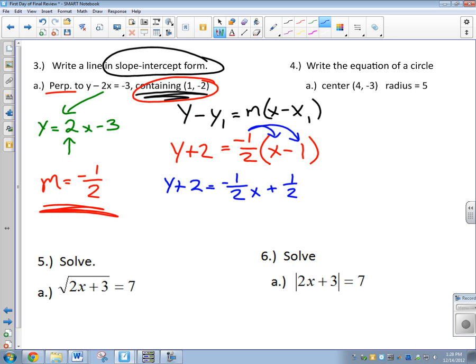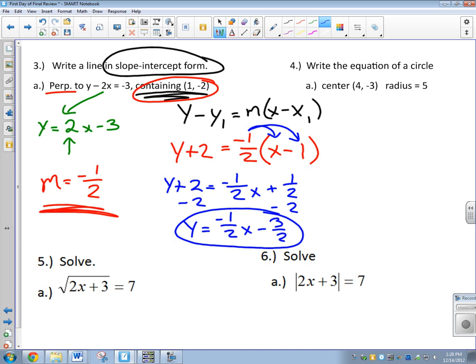Now I'm going to minus 2 over. Minus 2. Y is equal to negative 1/2 x, plus a half, minus 2. Negative 1 1/2, yeah. Negative 1.5 or negative 3/2. It's like you have 50 cents, but you owe somebody $2. It's $1.50.